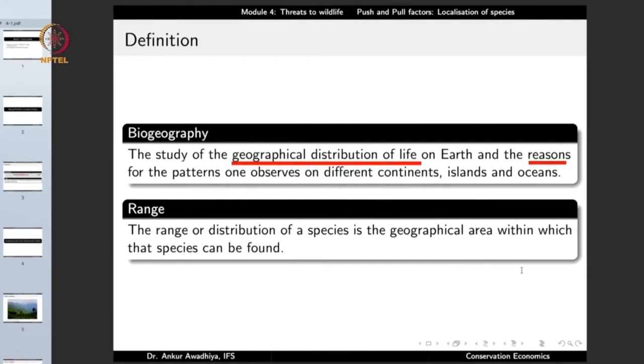And for different organisms, we define the range of the organism. The range or distribution of a species is the geographical area within which the species can be found. So, for instance, India is not a part of the range of polar bears. And similarly, Siberia is not a part of the range of elephants. But Uttarakhand is a part of the range of elephants. Tamil Nadu is a part of the range of elephants. West Bengal is a part of the range of elephants. So the range of elephants comprises all these locations, but it does not extend to a place like Siberia. So this is known as the range of a species. The range or distribution of the species is the geographical area within which that species can be found.